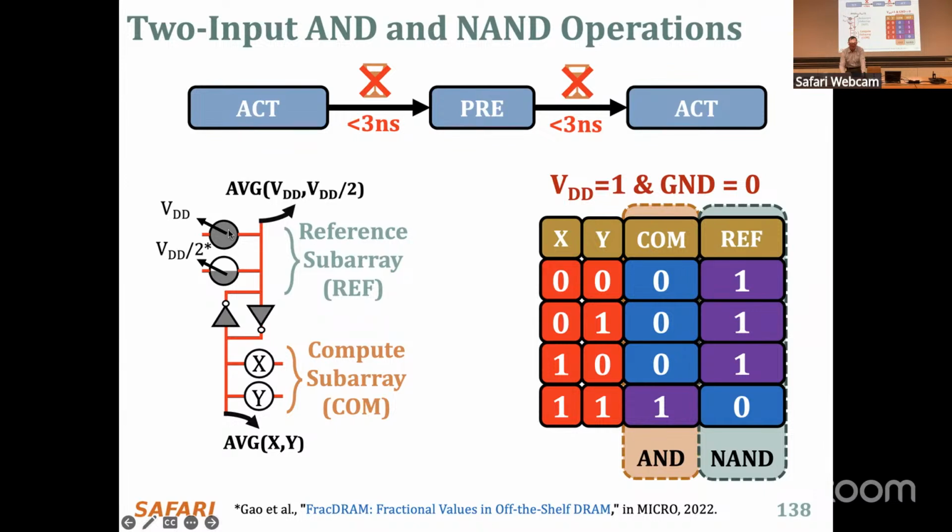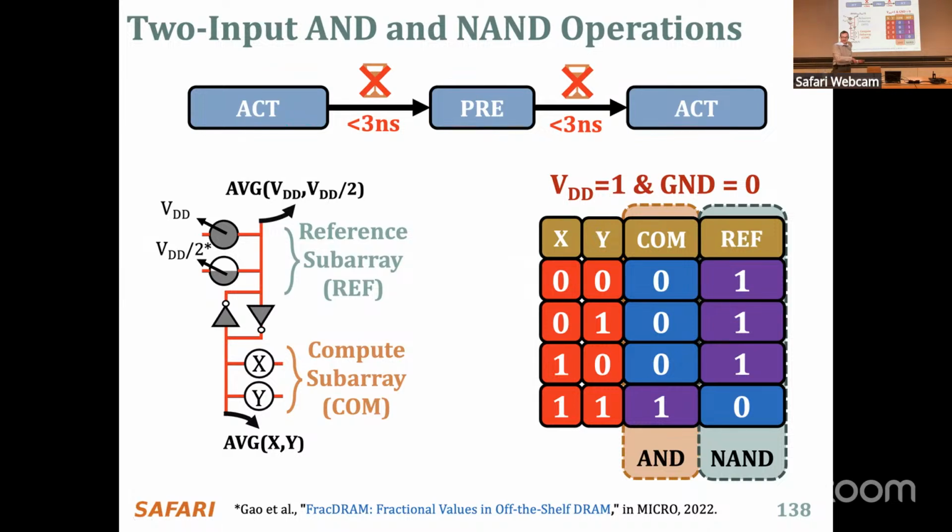Let's take a look. The average voltage here is 3 VDD over 4. For the average voltage of X and Y to be greater than 3 VDD over 4, both of them should be VDD. In all other cases, assuming you can put VDD, VDD over 2, and 0, that's the only case, right? Meaning X and Y should be both 1 for the compute subarray to evaluate to 1 in the bit line. And that's an AND function. If and only if X and Y are both 1, you get a 1 in the compute subarray.